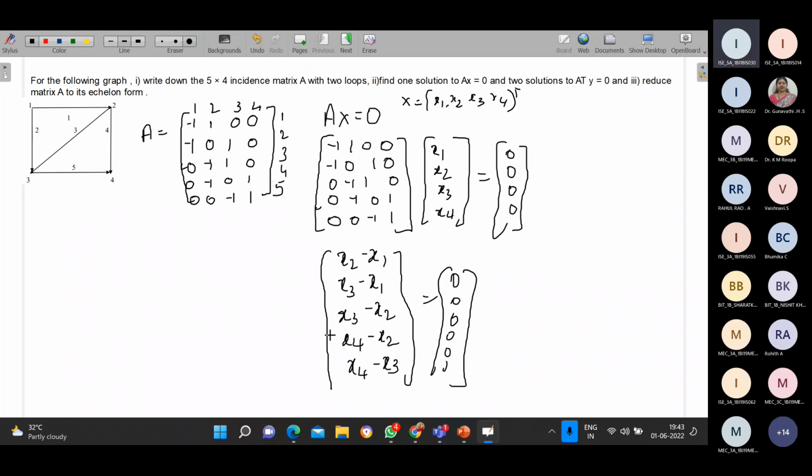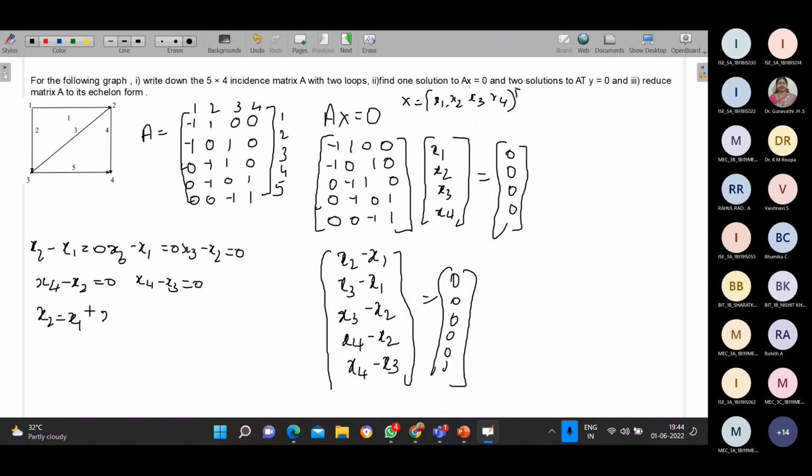So if we equate to 0, we'll get x2 minus x1 is equal to 0, x3 minus x1 is equal to 0, x3 minus x2 is equal to 0, again x4 minus x2 is equal to 0, x4 minus x3 equal to 0. So if we solve, we'll get x2 is equal to x1, x3 is equal to x1, then x3 equal to x2, then x4 equal to x2, then x4 equal to x3. So we can see that all are equal to one another. So from this, we get x1 equal to x2 equal to x3 equal to x4.